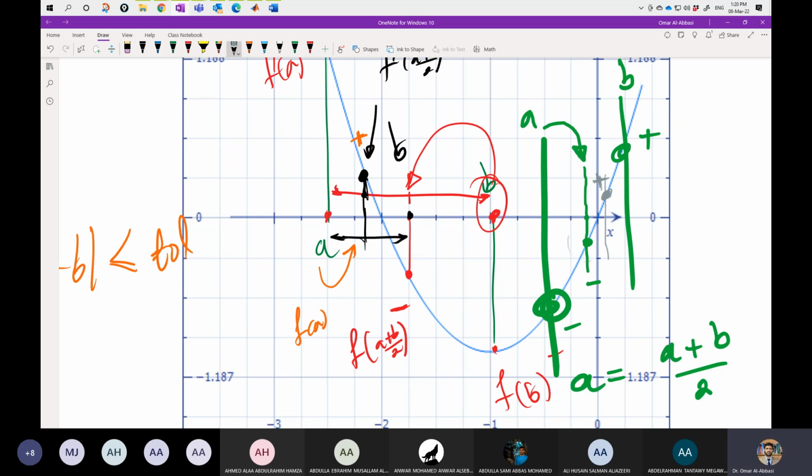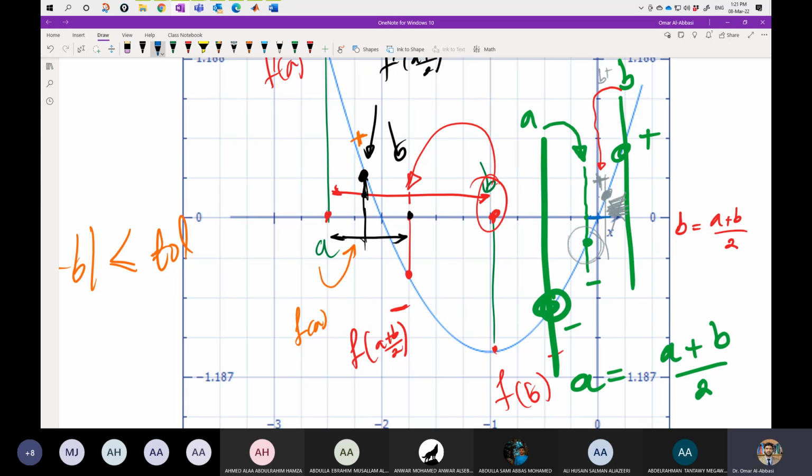A was negative, right? If I move A, then A will be positive and B will be positive, isn't it? Do we have a solution over here in this interval? No, we don't have one. So we cannot move A, right? So which boundary should we move? B. So B becomes A plus B divided by 2. We continue. We cut the interval in half.